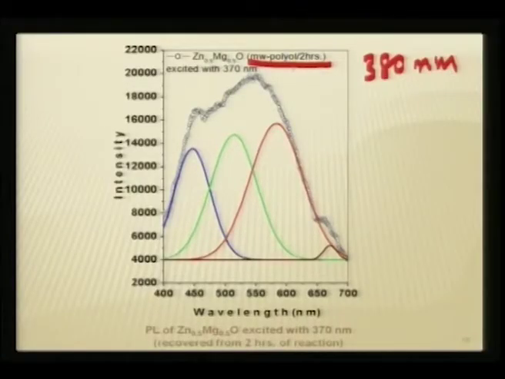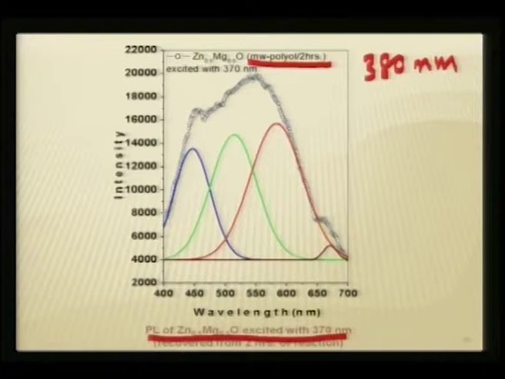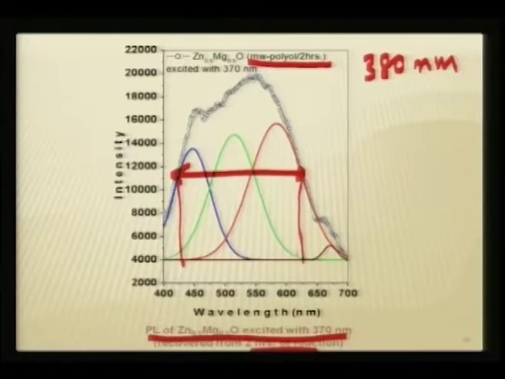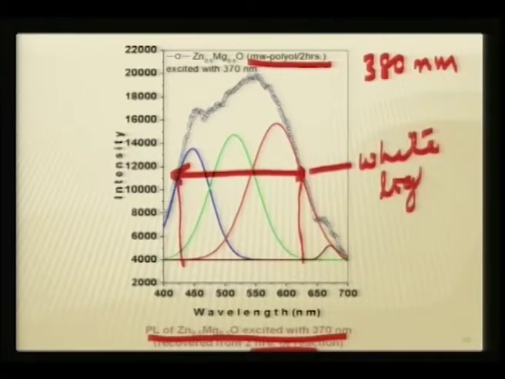So, we have optimized to hold this reaction only for 2 hours, and if you excite this powder, one can see that the PL of this powder recovered after 2 hours of reaction shows a broad emission, and this broad emission is beyond 150 nanometer, you can see here. So, this is roughly from 400 to 600. So, for this alloy powder you can see a white light or a broad emission that is coming.